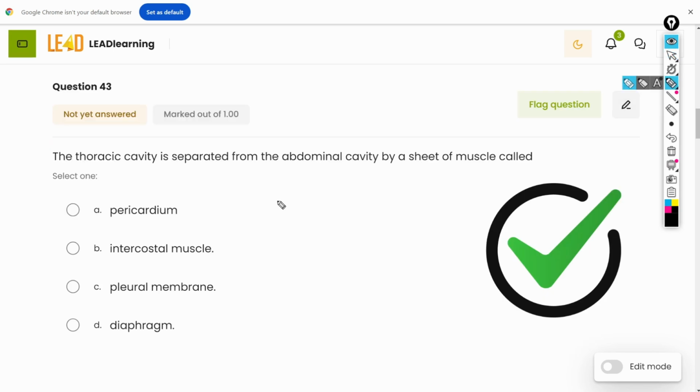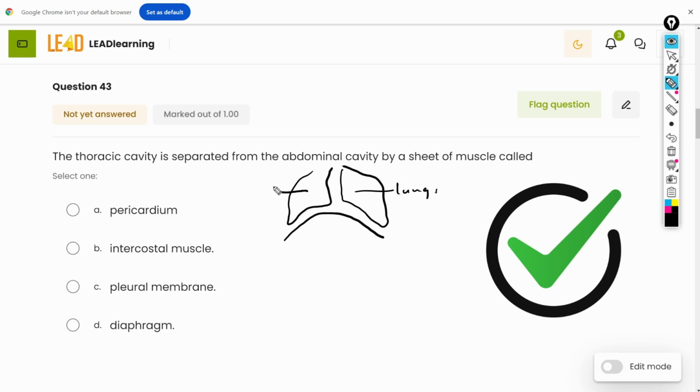Question 43. The thoracic cavity. The thoracic cavity is the upper part where we have the lungs. This is a lung. This is another lung. So the thoracic cavity is separated from the abdominal cavity. This is the abdominal cavity now.